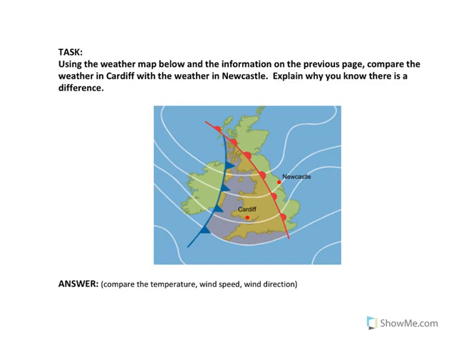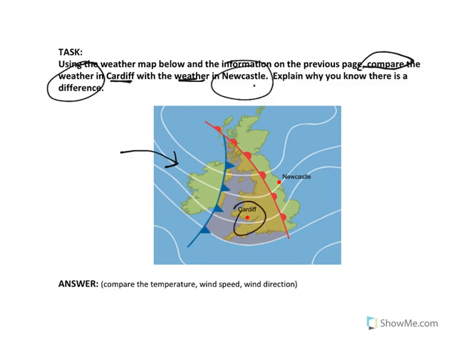Okay, in this tutorial I'm going to be teaching you how to answer this question that you've been asked, which is you need to use this weather map to compare the weather in Cardiff, which we can see here, with the weather in Newcastle, which we can see here. And this makes it a little bit harder, you've got to explain why you know there is a difference.